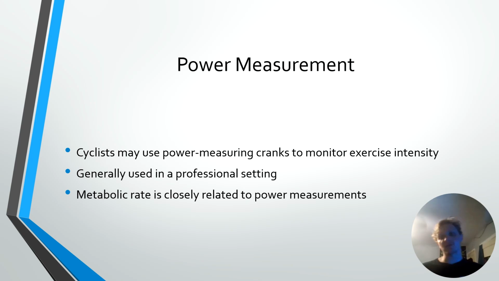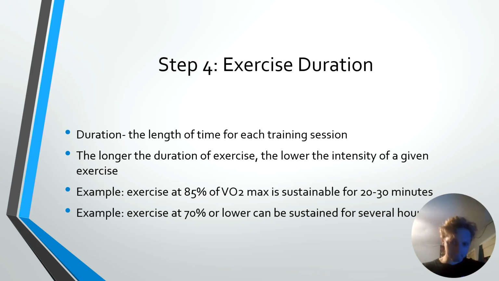Power measurement. Cyclists may use power measuring cranks to monitor exercise intensity. This is great for sport-specific cycling. It's generally used in professional settings, however, at the highest level of cycling, but metabolic rate is closely related to power measurements.